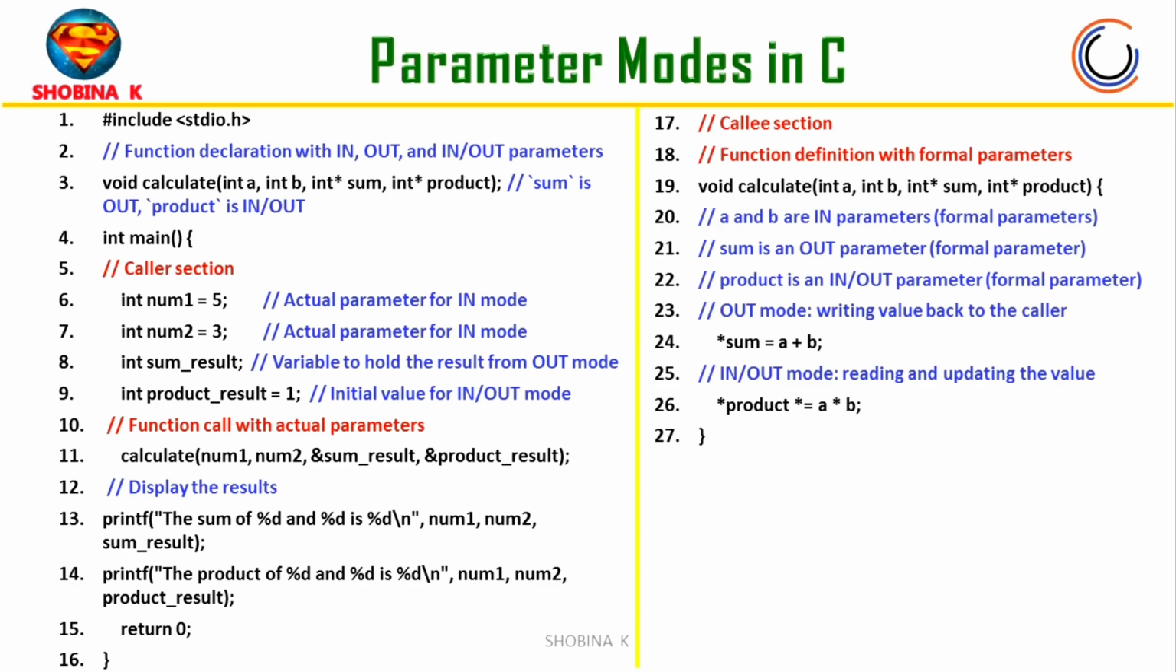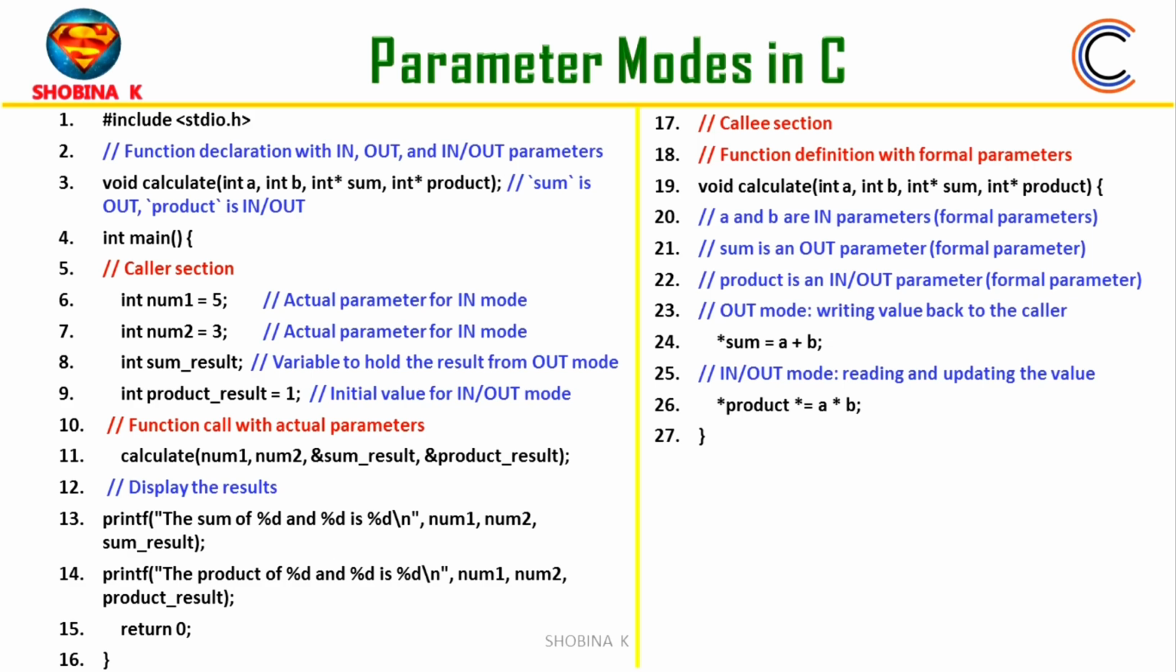Int sum_result. This line declares an integer variable sum_result, which will hold the result of the summation calculated by the calculate function. And this is for the out parameter. Int product_result equals 1. This line declares an integer variable product_result and initializes it to 1. This variable is used to store the product, and this is for the in-out parameter.